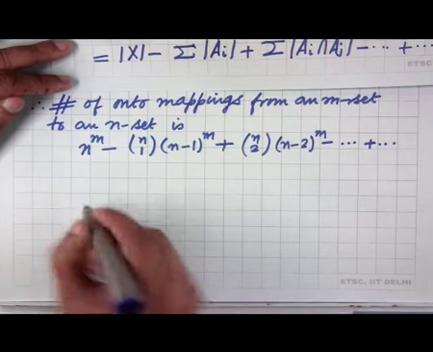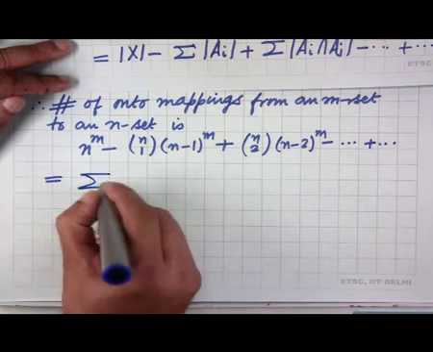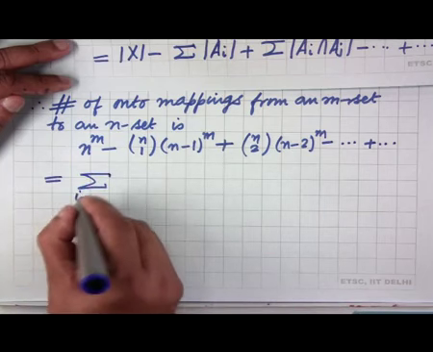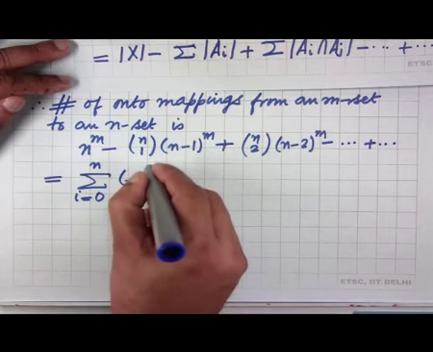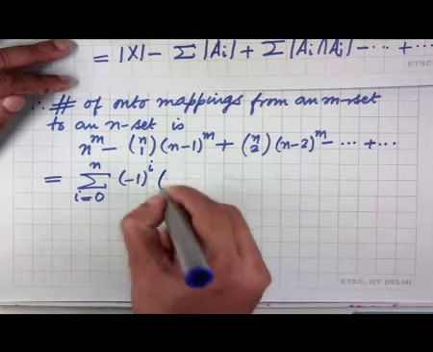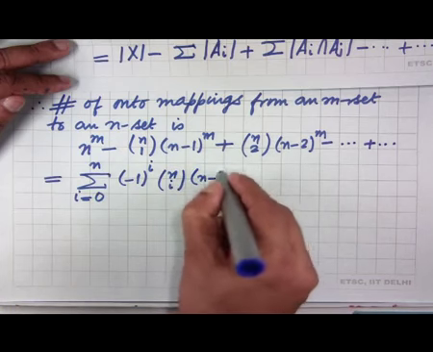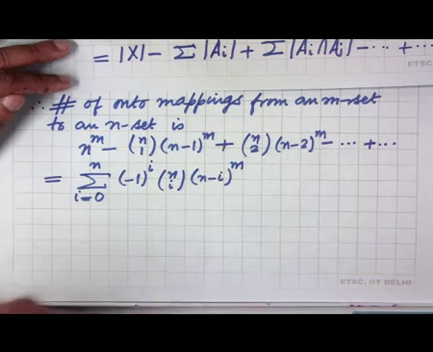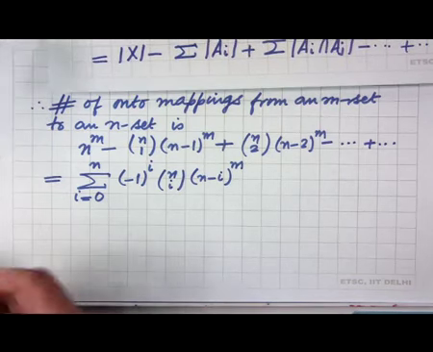All of which we could write more briefly as a single summation: the sum over I from 0 to n of minus 1 to the power of I, n choose I, times n minus I to the power of m. This then gives you the formula for the number of onto mappings from an M set to an N set.